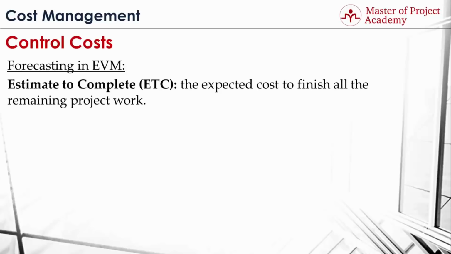Estimate to complete value is abbreviated as ETC, and it is the expected cost to finish all the remaining project work. We have seen in previous slides that different approaches can be used to calculate estimate to complete value. The common formula for estimate to complete is: estimate to complete equals estimate at completion minus earned value. In this way, the completed work's earned value is subtracted from the new estimated project completion budget, calculated based on the performance of accomplished tasks, and this result gives us the estimate to complete value for the remaining activities in the project.